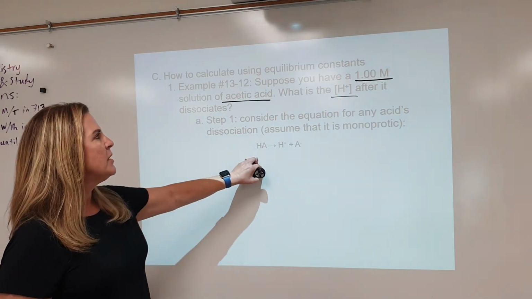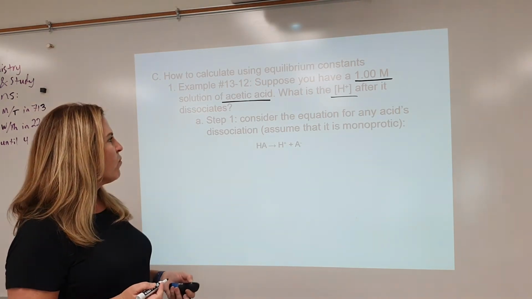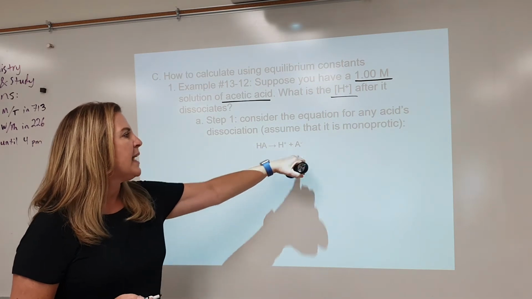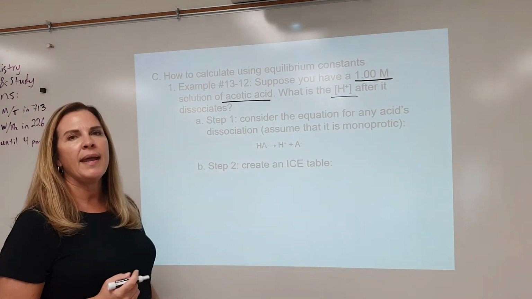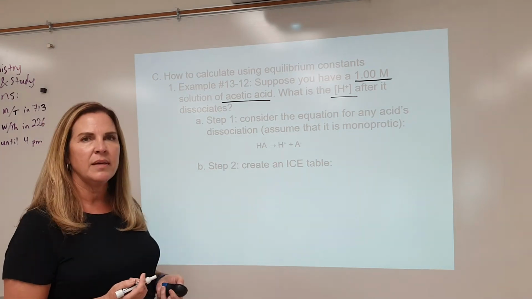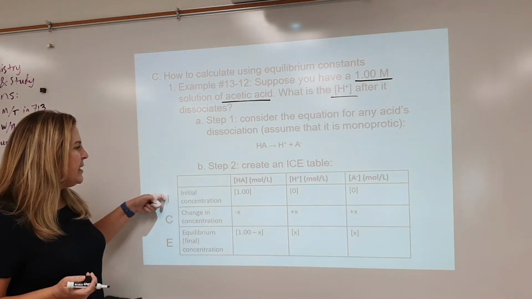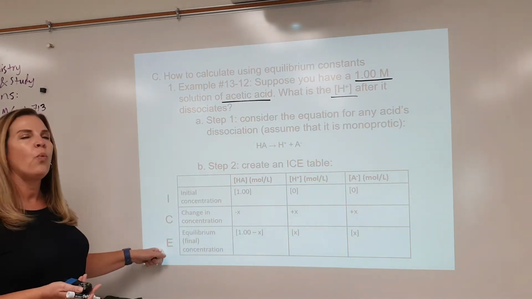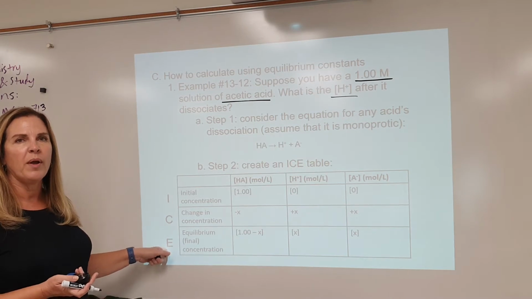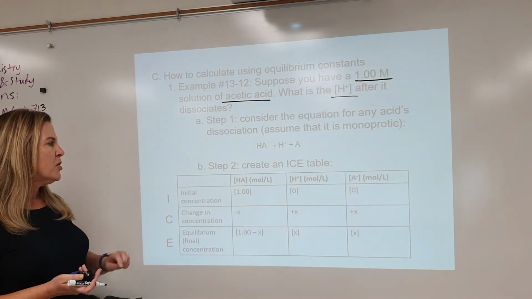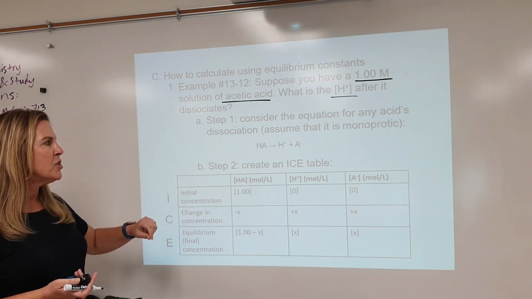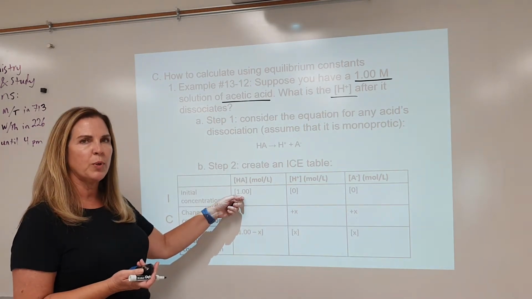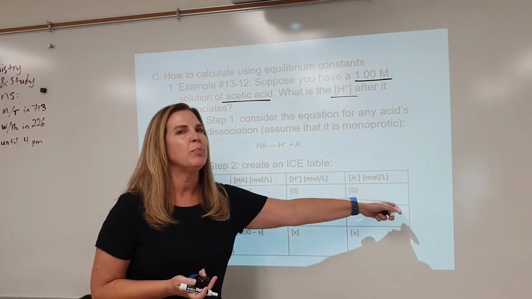So we're going to start at an equation. This is our generic. So instead of HA, we would have acetic acid, H+, and the acetate ion. You're going to create an ICE table. Now, ICE is an acronym. It is the initial concentration, the change in concentration, and the concentration at equilibrium, or what we call our final concentration. So initially, when this reaction starts, if I have 1 molar of this acid, that's what I have, 1 mole per liter, that means I don't have any product, right?